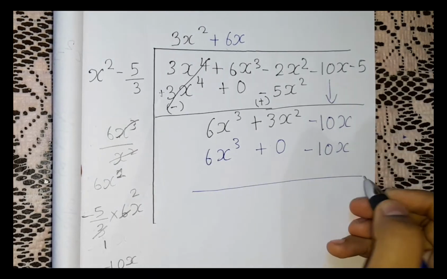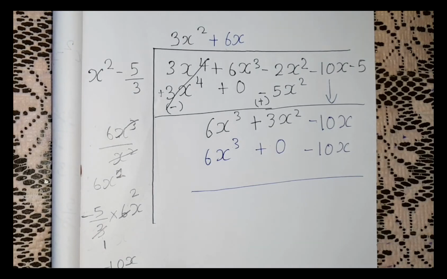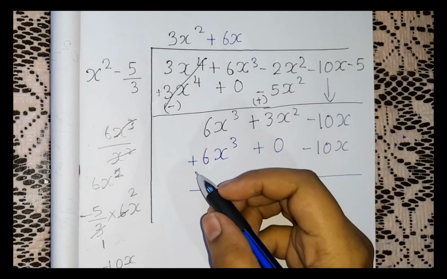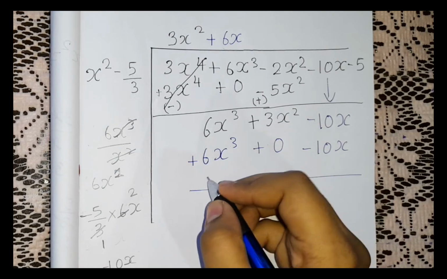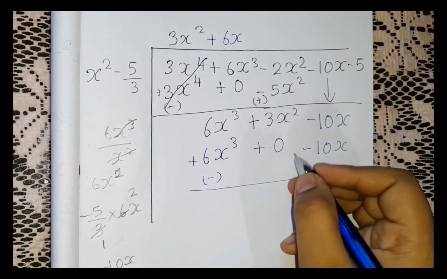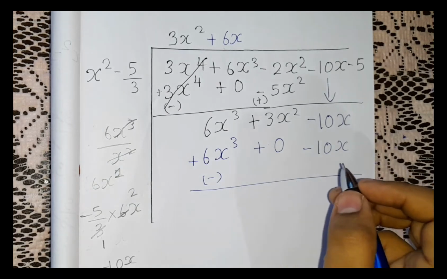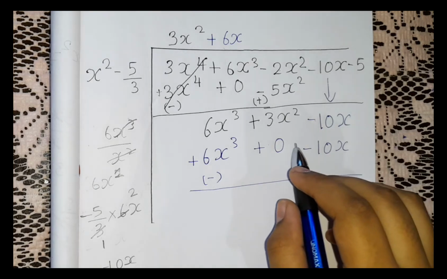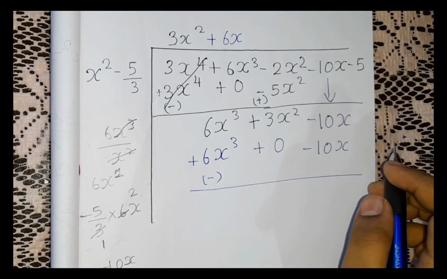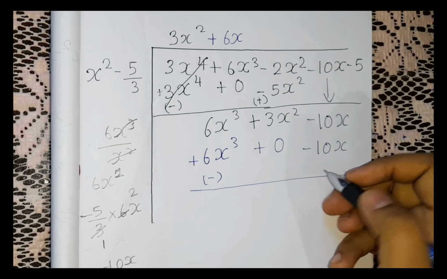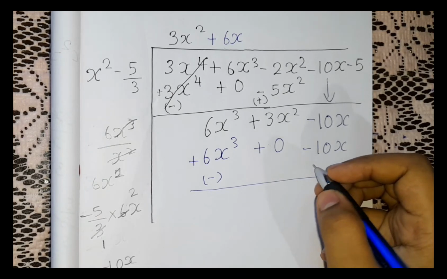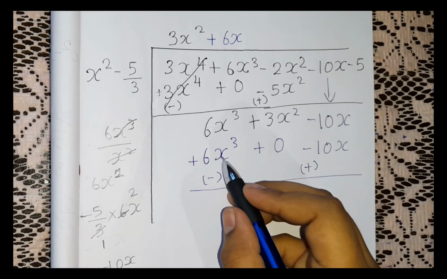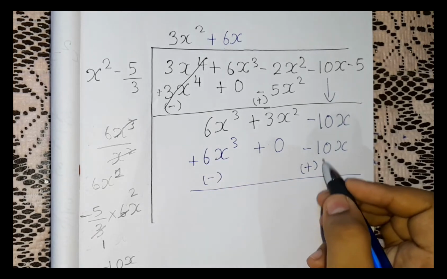Now it is time to change their signs. As you know, here we have plus. Plus converts into minus, and here 0 is not a particular value, so we need not change its sign. We are taking 0 just for your understanding. Here we have minus, and when we convert it, it becomes plus. So here it is minus 6x cube, and here it is plus 10x.